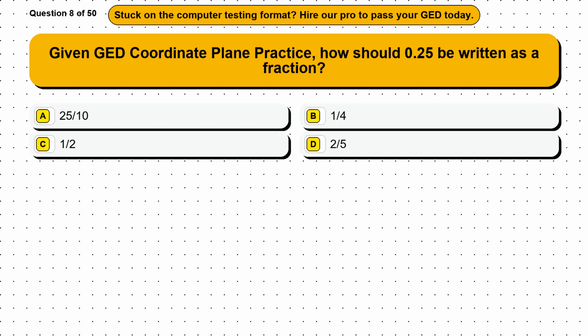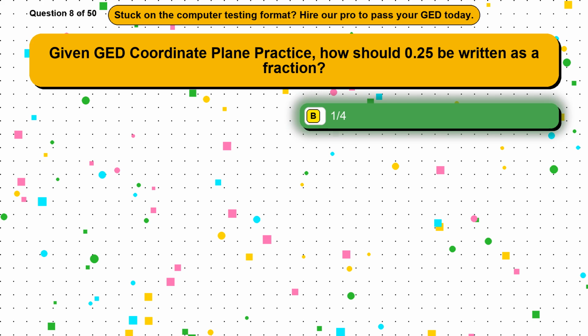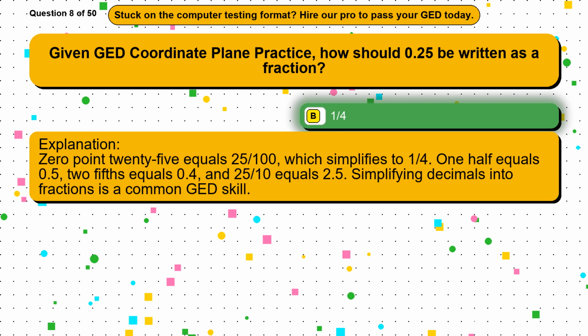Question 8. Given GED Coordinate Plane Practice, how should 0.25 be written as a fraction? Option A, 25 tenths. Option B, 1/4. Option C, 1/2. Option D, 2/5. The correct answer is option B, 1/4. 0.25 equals 25/100, which simplifies to 1/4. 1/2 equals 0.5, 2/5 equals 0.4, and 25/10 equals 2.5. Simplifying decimals into fractions is a common GED skill.